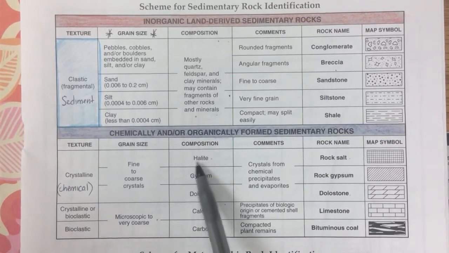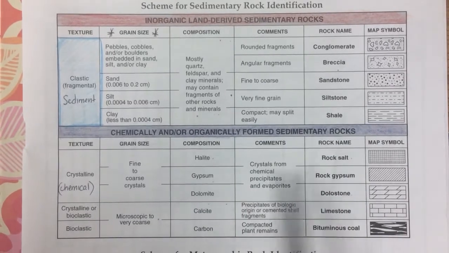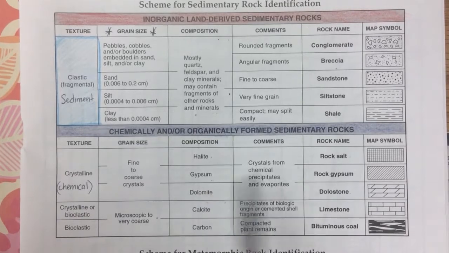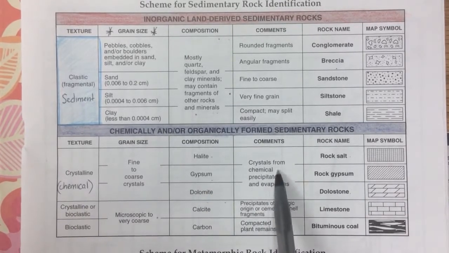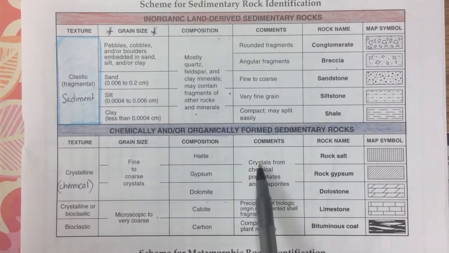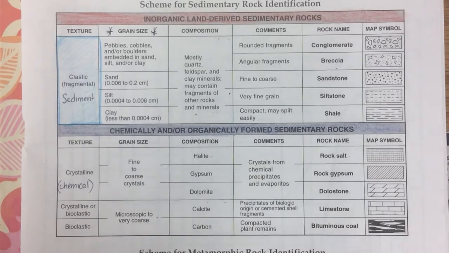And you should already know that halite is salt. Rock gypsum is made of gypsum. Dolostone is made of dolomite. What we're going to focus on is how they form. Okay, so crystalline or chemical rocks are going to form when crystals form from chemical precipitates and evaporites.